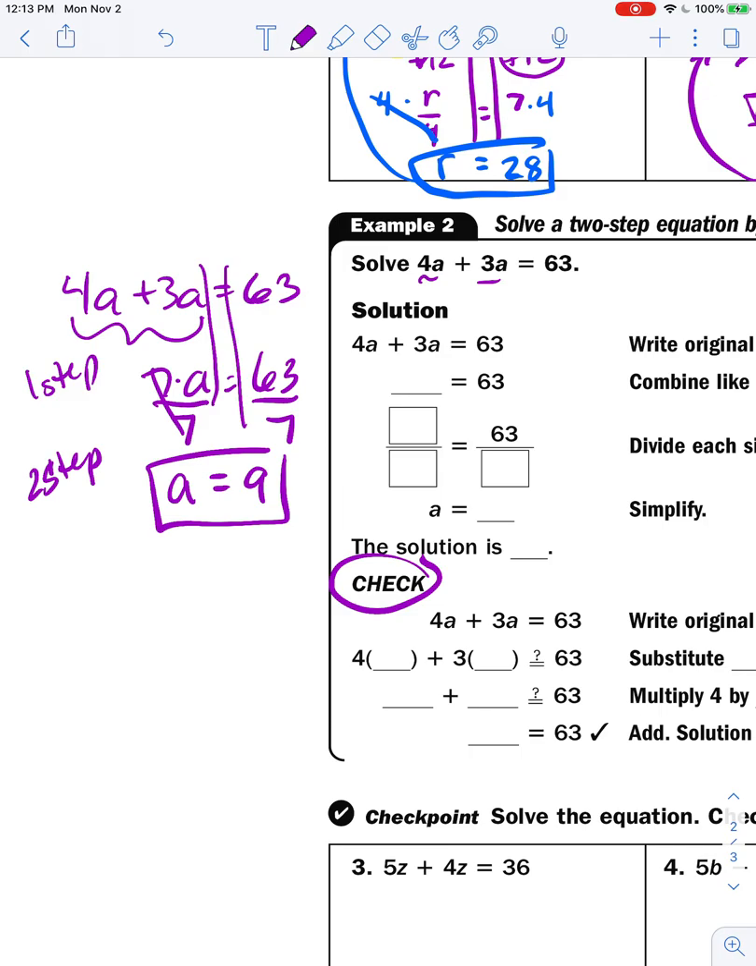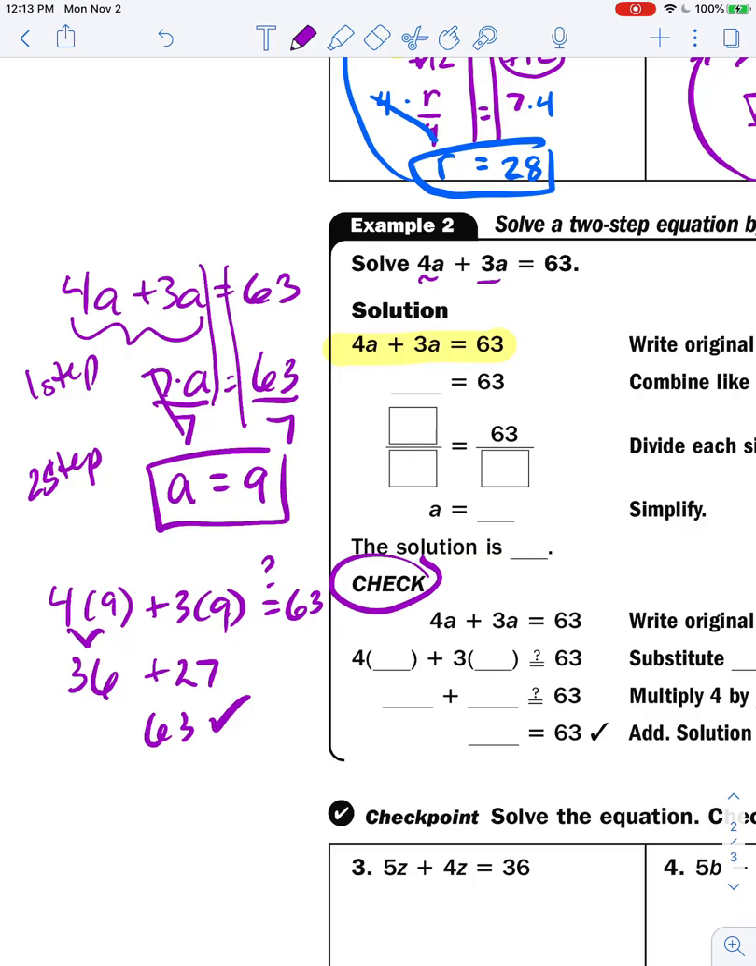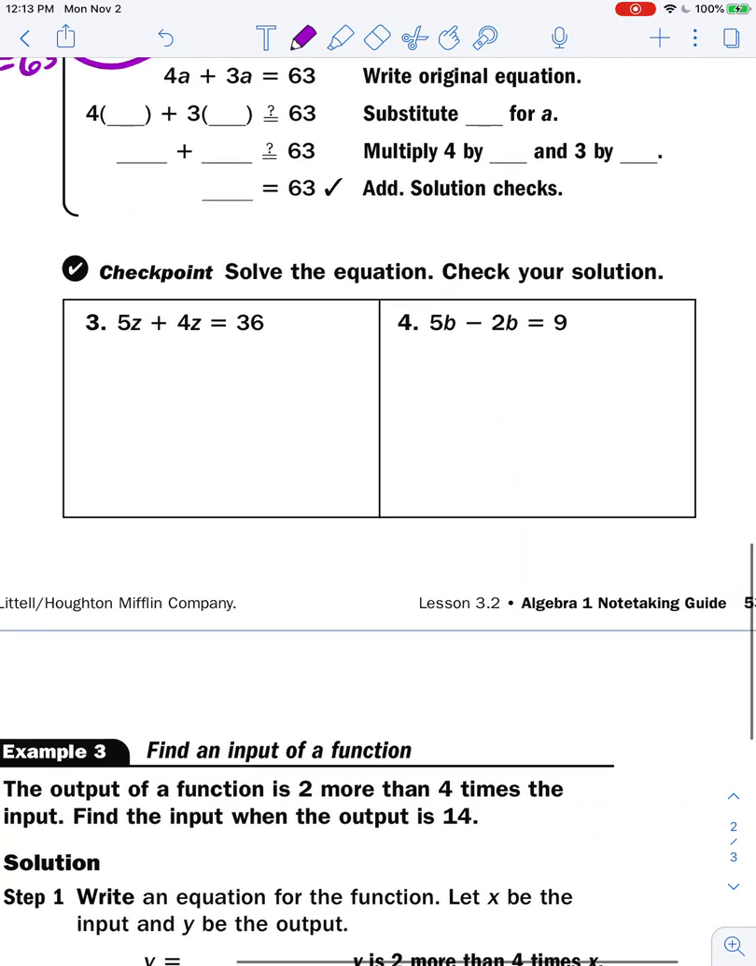Then I can go ahead and check by taking my original problem and putting in a 9 here for the a, and a 9 here to see if it does actually come out to be 63. This is going to be 36. This is going to be 27. That's going to add up to 63.